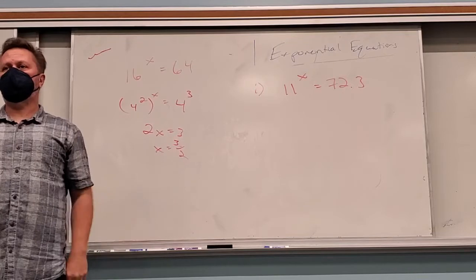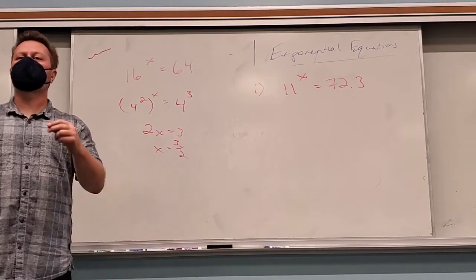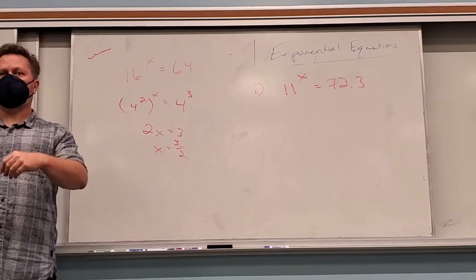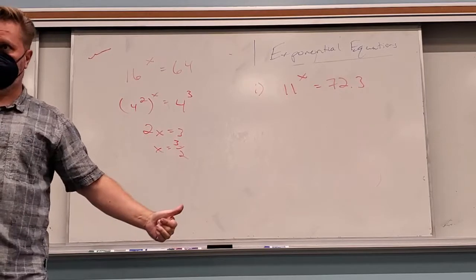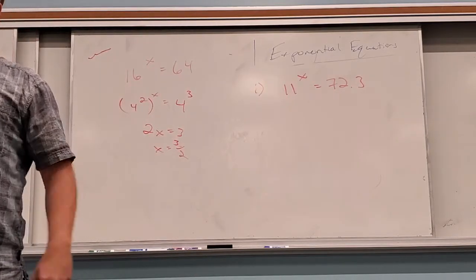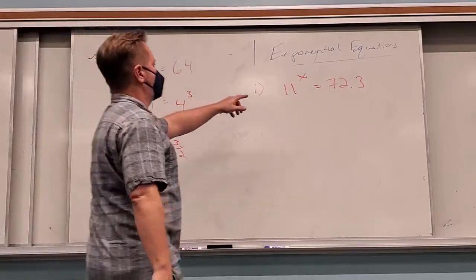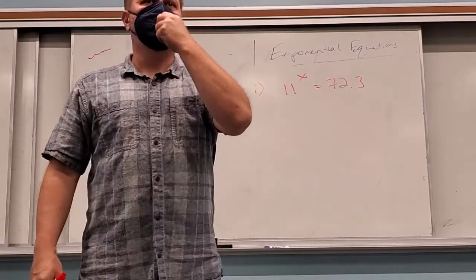So, are they both based on something? No. Do you understand what I mean by based on something? 16 is based on 2 and 4: 2 to the 4th, 4 squared. What's 11 based on? I don't know. 11 is itself, right? So how many 11s does it take to make 72.3? Does it take a whole number of 11s? What's 11 to the first?